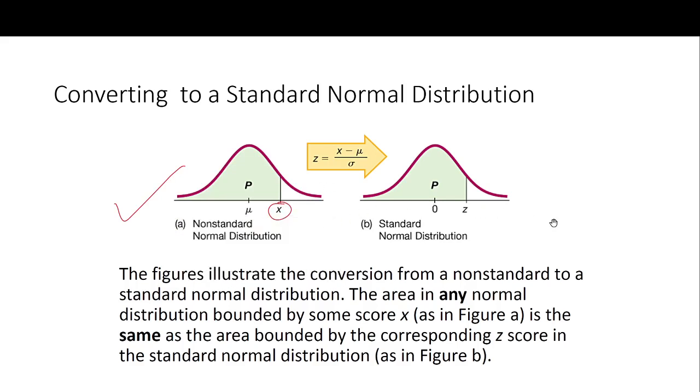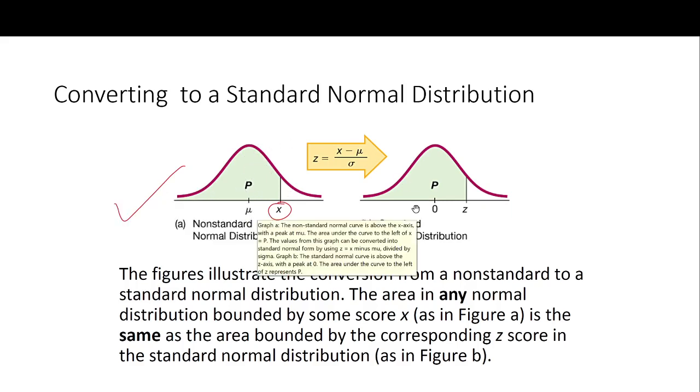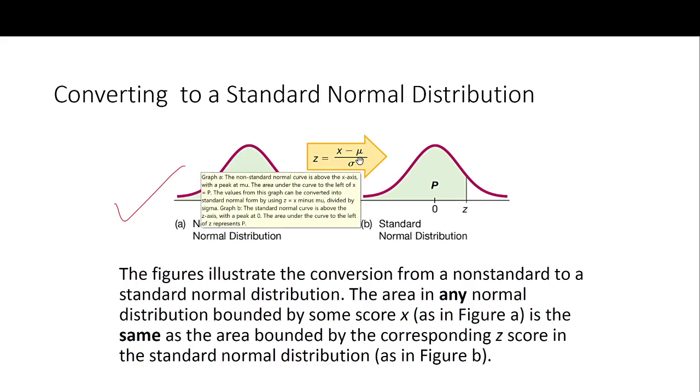So we can use the same idea we used in the previous section to find the probability, but in this section we need to do one more step. That is, we have to go from the non-standard normal distribution to the standard normal distribution using this formula. Okay.